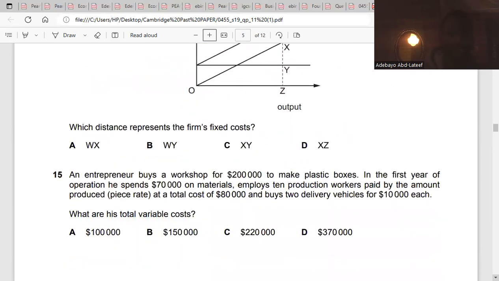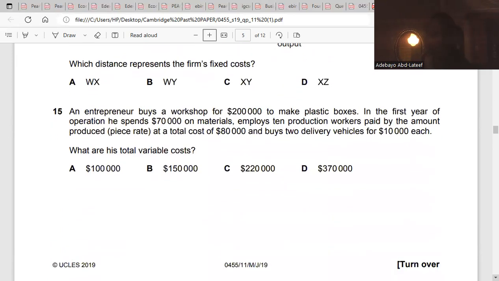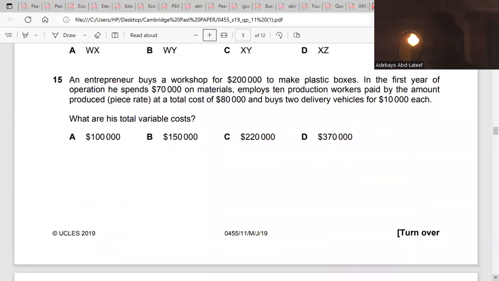15, an entrepreneur runs a workshop for $200,000 to make plastic boxes. In the first year of operation, he spent $70,000 on materials, employs 10 production workers paid by the amount produced, piece rate, a total cost of $80,000, and buys 2 delivery vehicles for $10,000 each. What are his total variable costs? So here, let me explain each item.